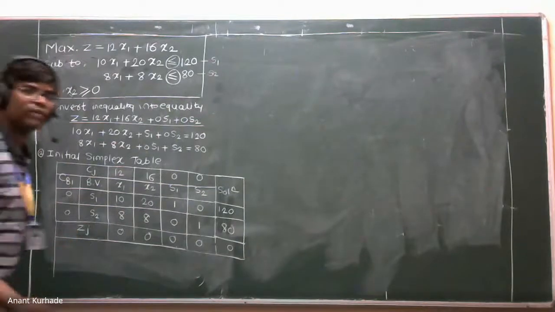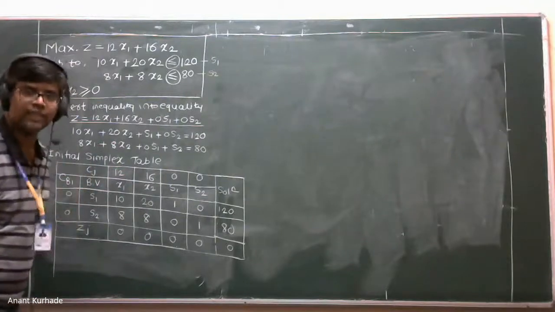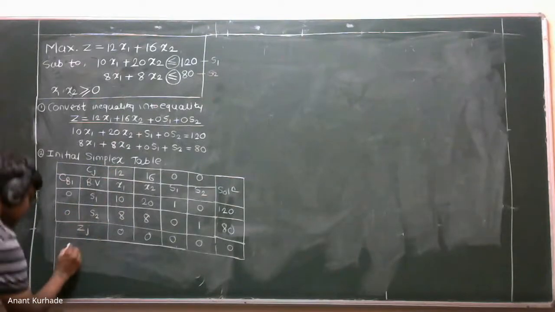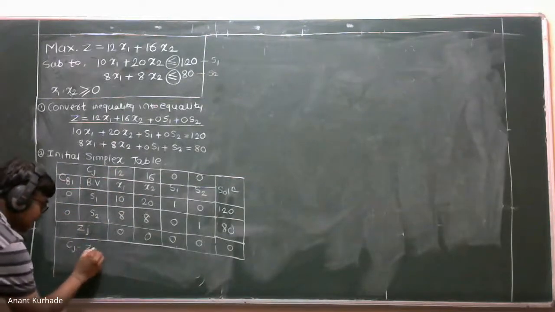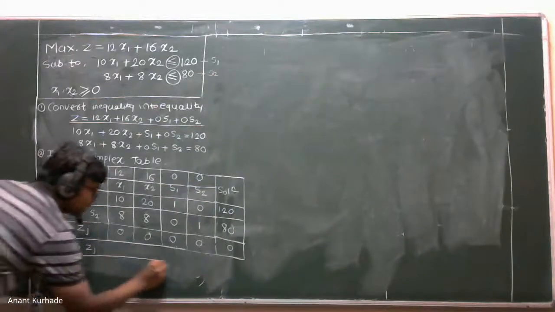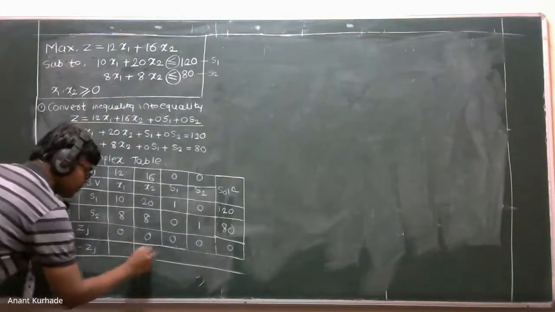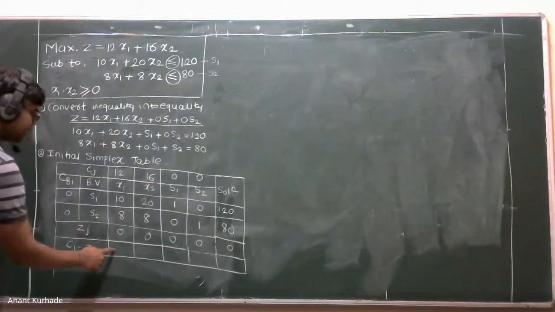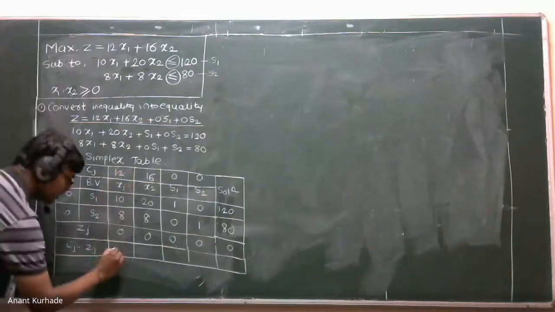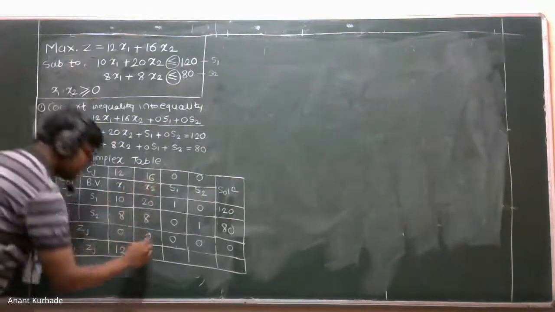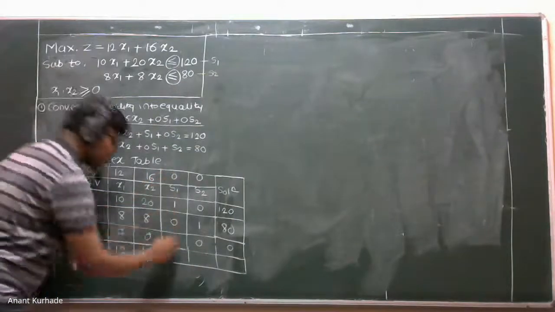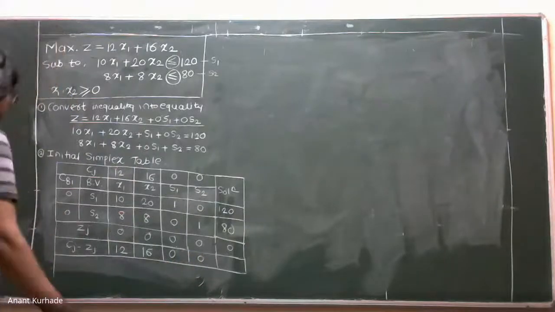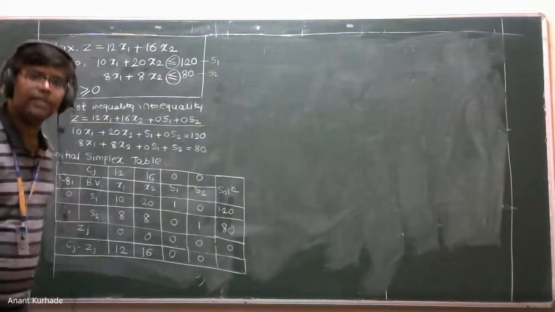In some books they have taken Zj minus Cj. But don't refer to the book, it is simple. Just find out Cj minus Zj. Now for the first column, what is the value of Cj minus Zj? 12 minus 0, it is 12. 16 minus 0 is 16. 0 minus 0, 0, 0. Now, next step, we have to find the key column.